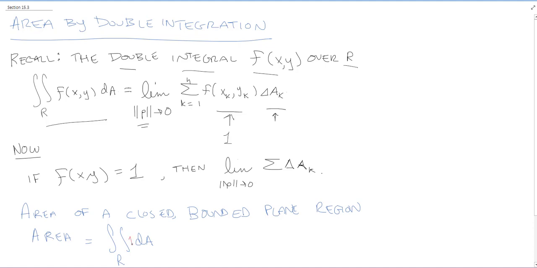So if we take the integrand of 1, a lot of times you're not going to see it. If there's nothing there, it's really an invisible 1. So if the integrand is 1, with our double integral, that is area. So this is a formula that we can use. Alright, so let's go ahead and do an example.